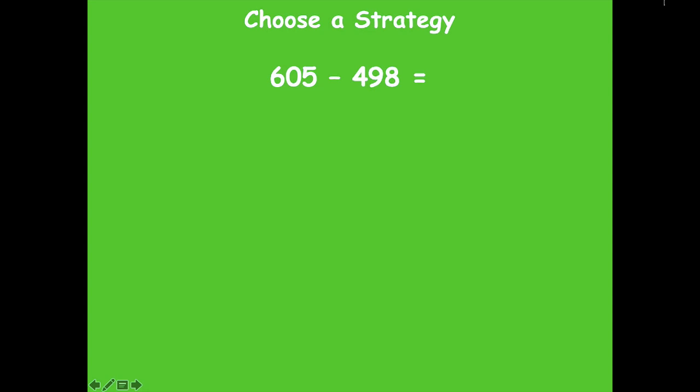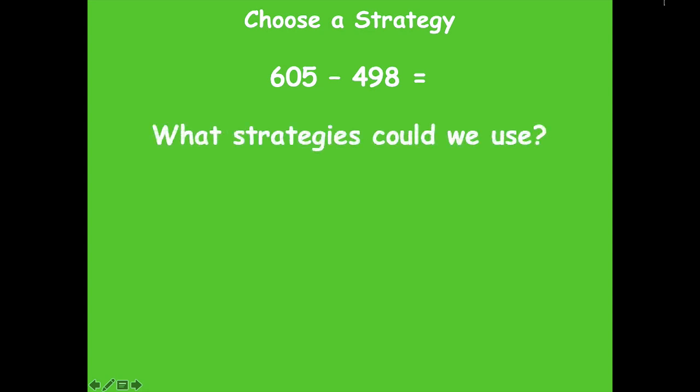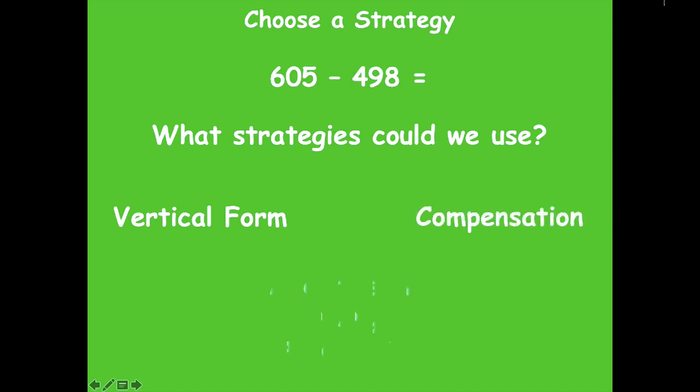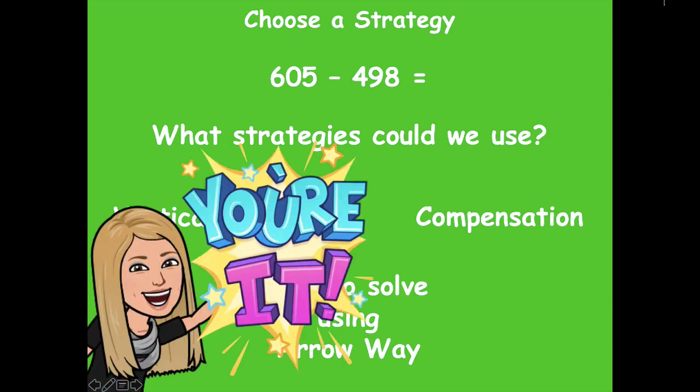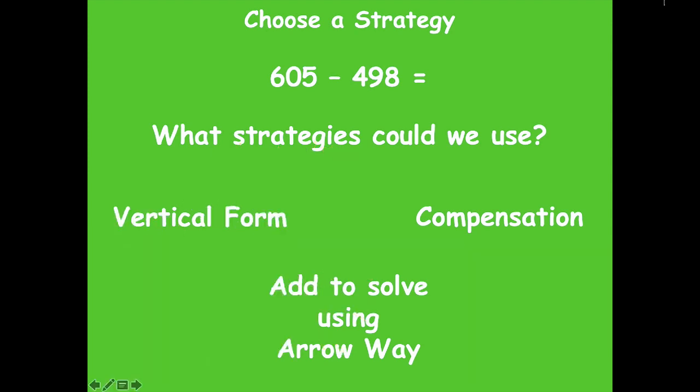All right, so this time we have 605 minus 498. What strategies could we use to solve this problem? Now we could use that vertical form, right? We could use the compensation strategy, or we could use the adding to solve with the arrow way. So go ahead and pause the video, choose one of these strategies, and then solve this problem. And then click play when you're ready to go over it together.